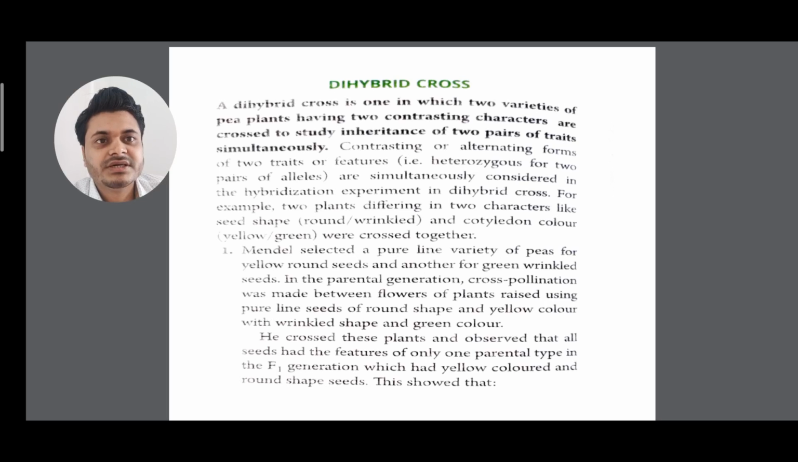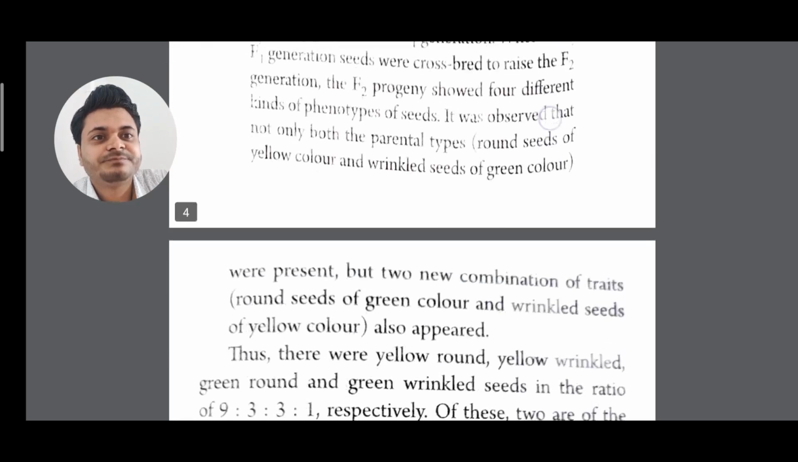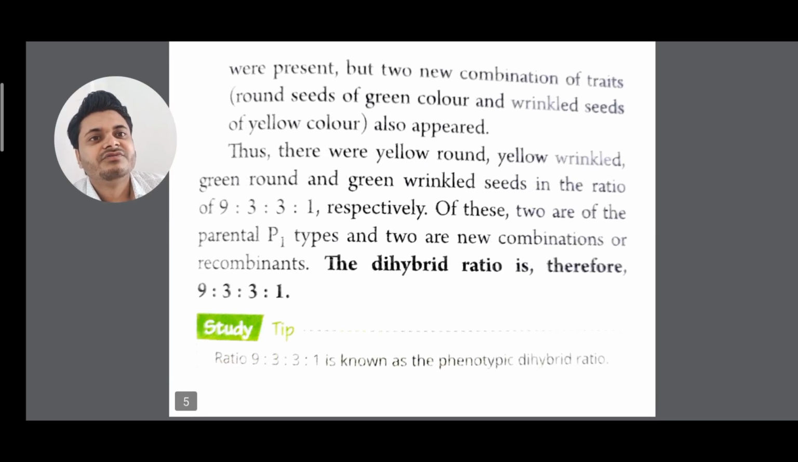Mendel took. Clear? So you'll read this. Whatever I have said, it's given out here only. And next you can see that same thing is told here. See the phenotypic ratio, they have told for the F2 hybrid for dihybrid cross is 9:3:3:1, and the genotypic ratio I have said is 1:2:2:4, 1:2, 1:2, and 1. Clear?